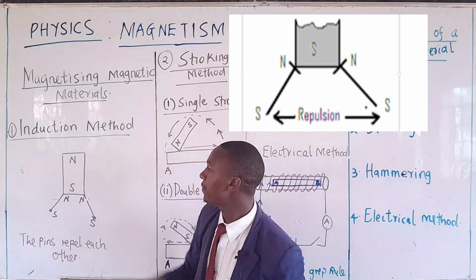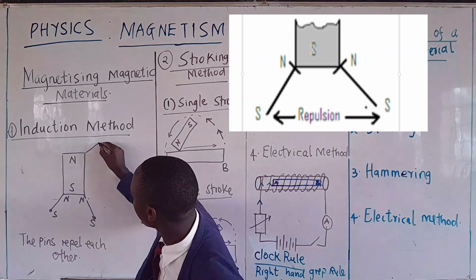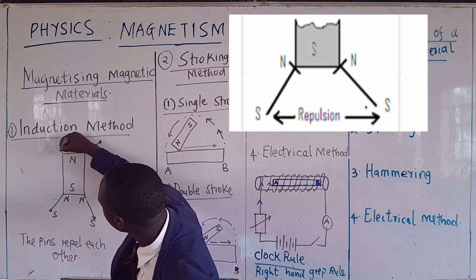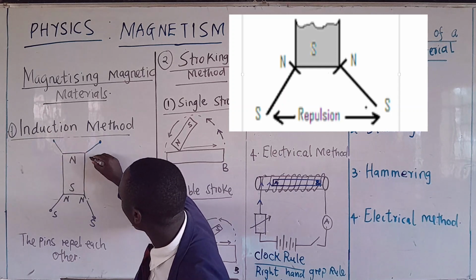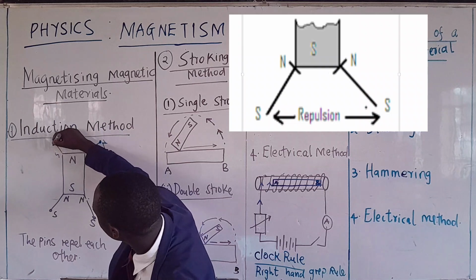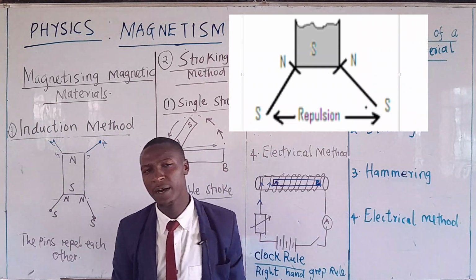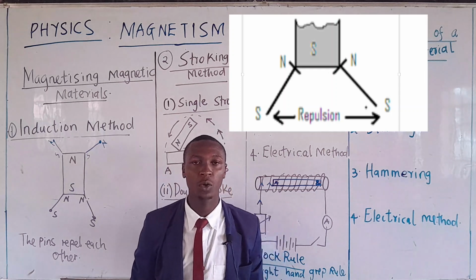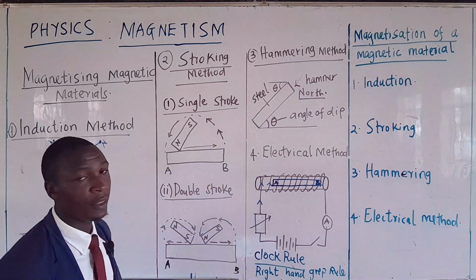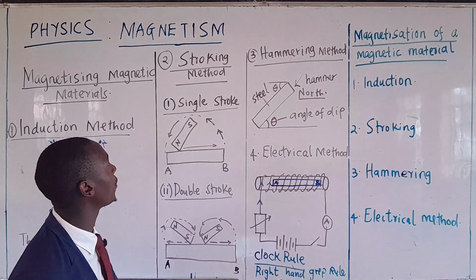That would happen if the pins were induced from this end. If this is a pin, and another pin, this one will acquire a south and a north on this side, a south and a north on this side. Of course, they are going to repel each other because they have the same polarity, from the basic law of magnetism. The second method that we are going to discuss here is known as the stroking method.